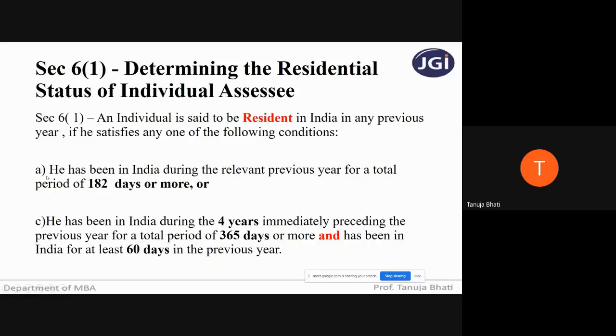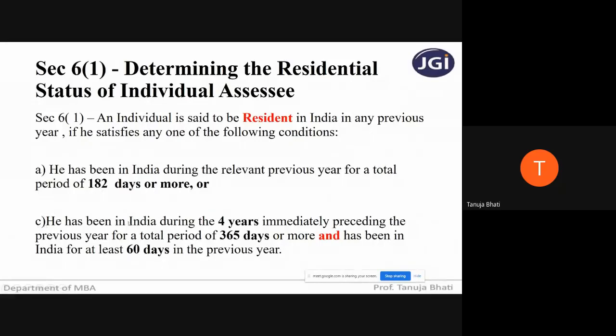Remember, students, if you are staying 182 days or more in the relevant previous year, then it is covered under Section 6(1)(a). Now you will ask, where is clause B? Section 6(1)(b) talks about a person of Indian origin, therefore that is not covered here.